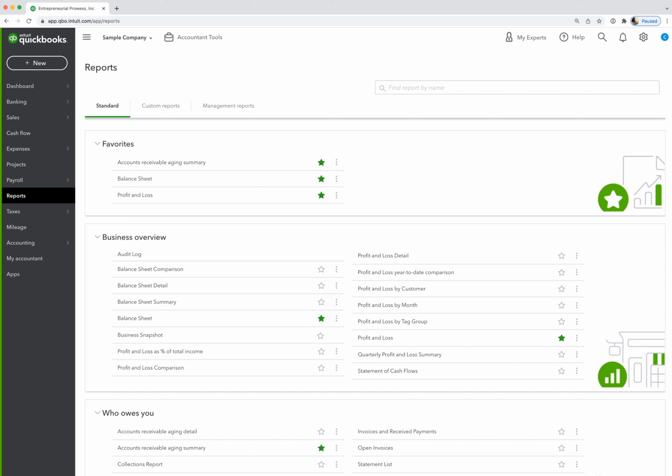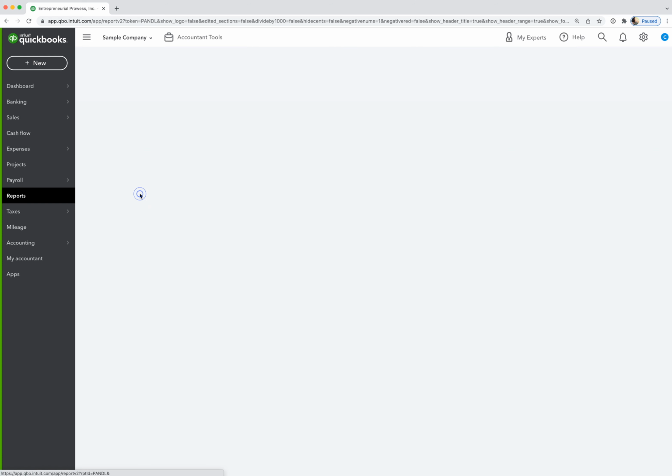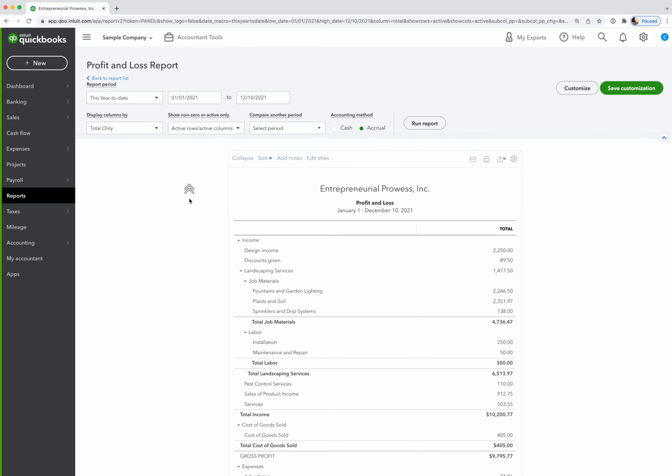Hi, we are talking about some profit and loss variations that we can run to help you dissect your data a little bit easier. So we're just going to go back to the reporting center and over to the standard tab and then click on profit and loss again. And we're starting with our basic profit and loss that we ran in the last module.